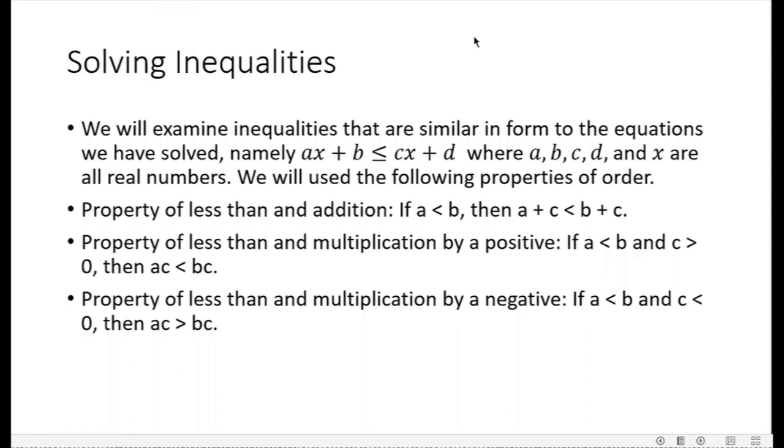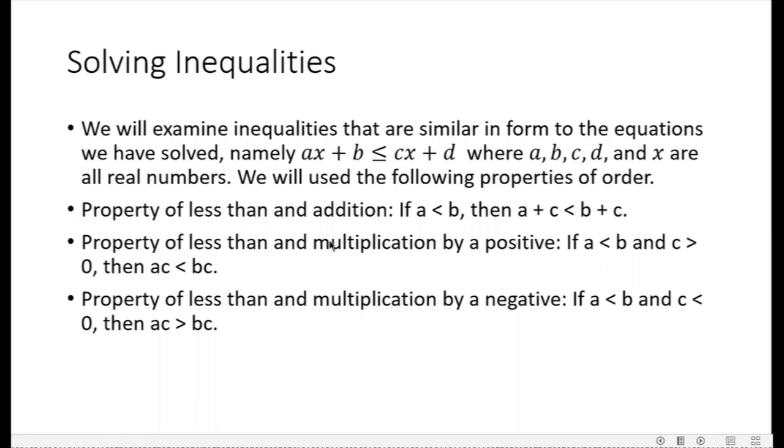Okay, so next, solving inequalities. We will examine inequalities that are similar in form to the equations we have solved, namely, ax plus b is less than or equal to cx plus d, where a, b, c, d, and x are all real numbers. We will use the following properties of order. Property of less than and addition: if a is less than b, then a plus c is also less than b plus c.